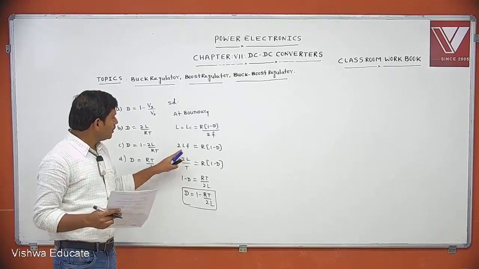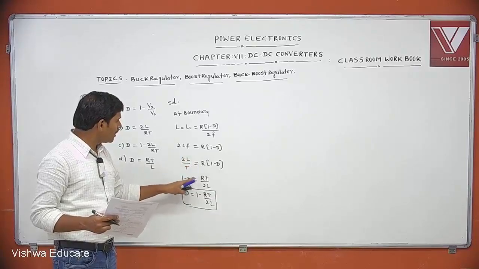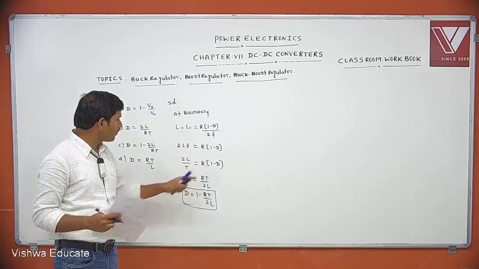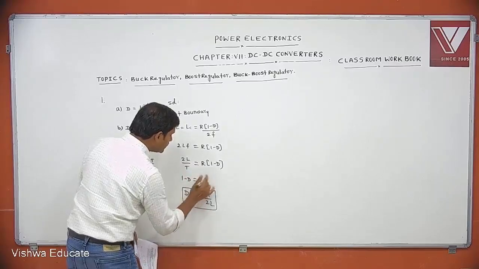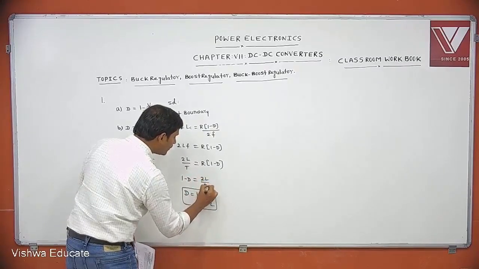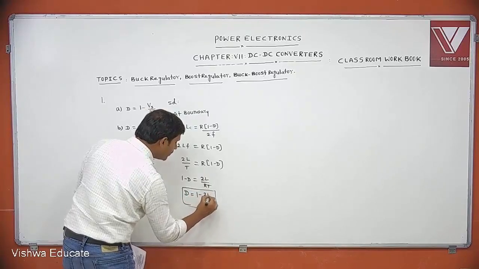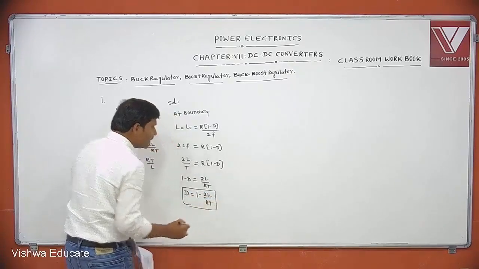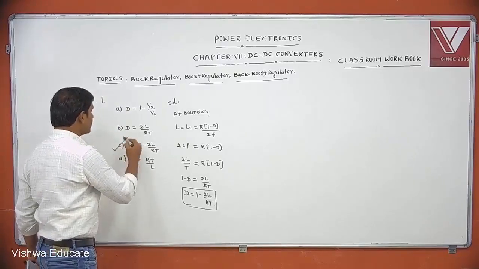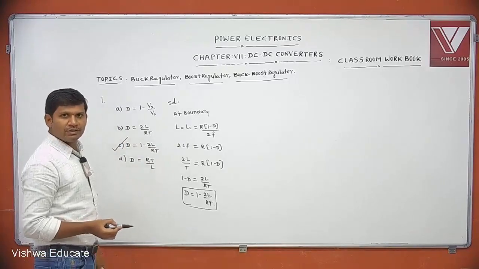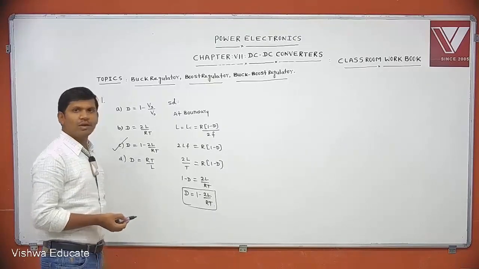But I am writing 2L into F equal to R into 1 minus D. From this, 1 minus D equal to 2L by RT. Sorry, this is 2L by RT. Then from this, what is D, you tell me? D equal to 1 minus 2L by RT. Then which option is correct? Yes, option C is correct. The duty cycle at boundary condition D equal to 1 minus 2L by RT.